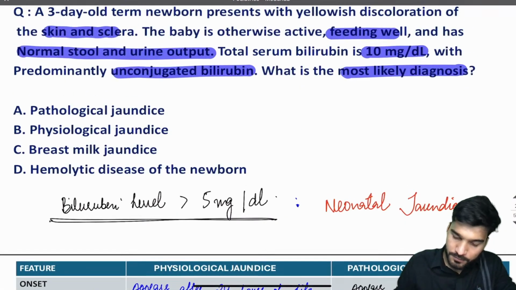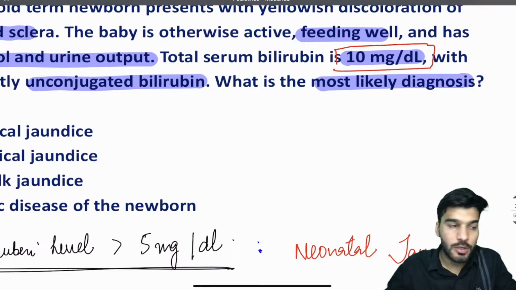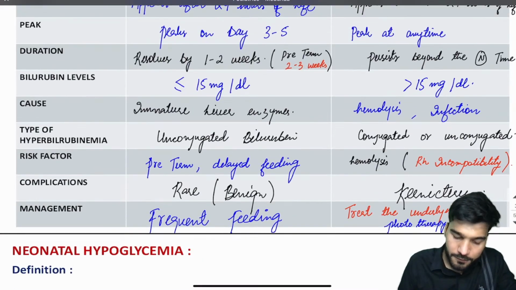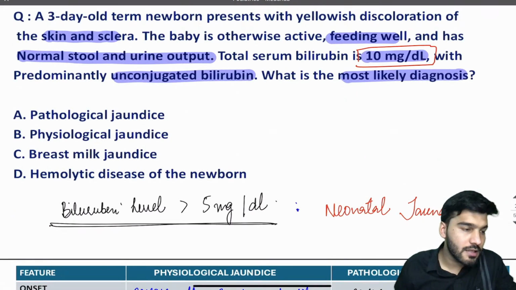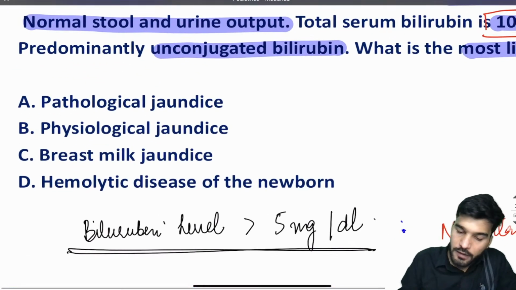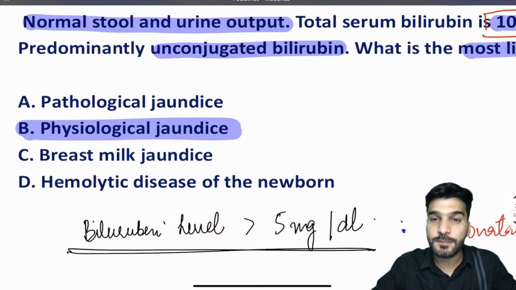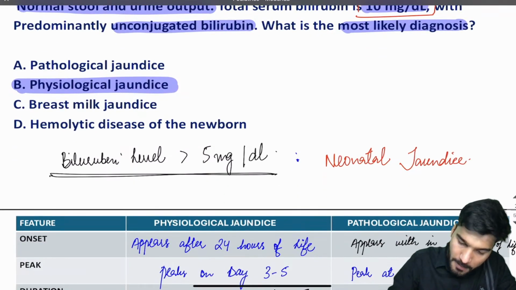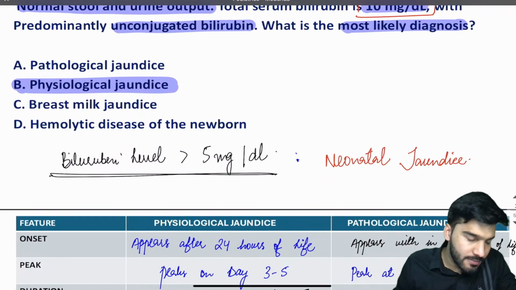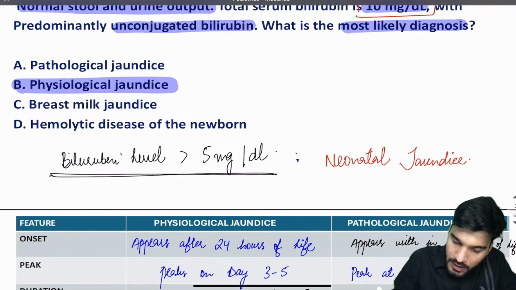Okay, one more. Now the question is that the bilirubin level is 10 mg per deciliter. I just mentioned that if the levels are less than 15, the answer is going to be physiological jaundice. Clear? Now one more option is there, breast milk jaundice. So what exactly is breast milk jaundice? There are substances inside the milk which interfere and result in jaundice.